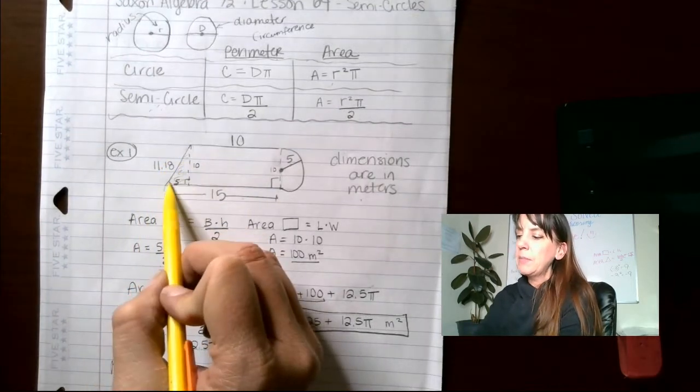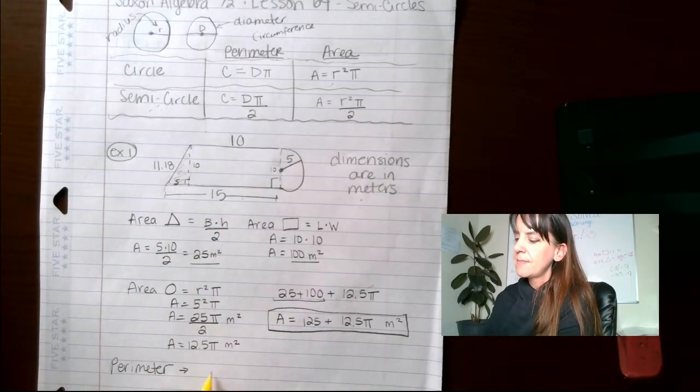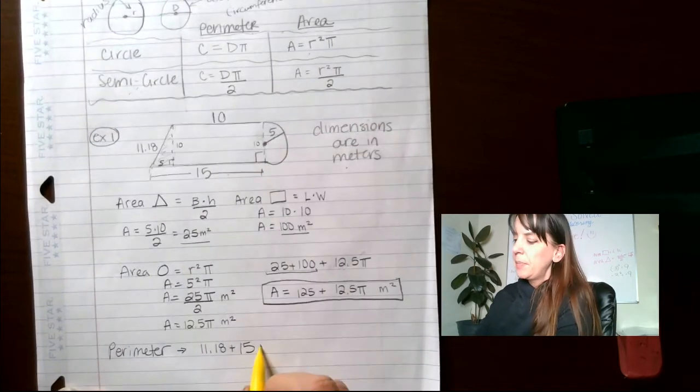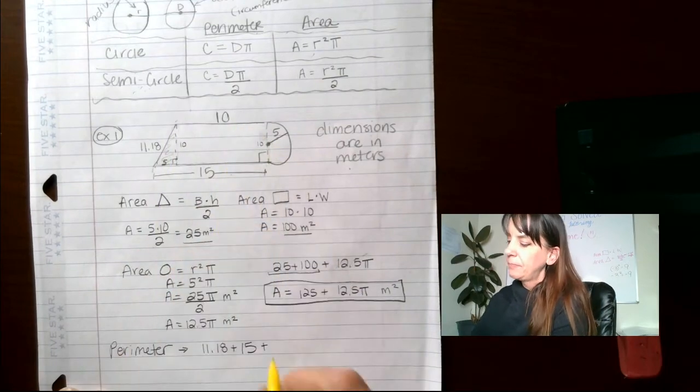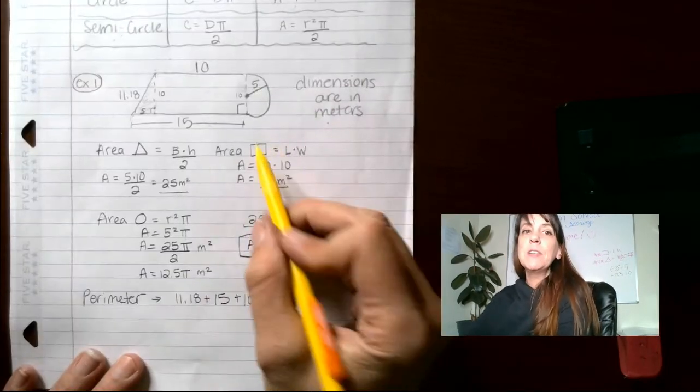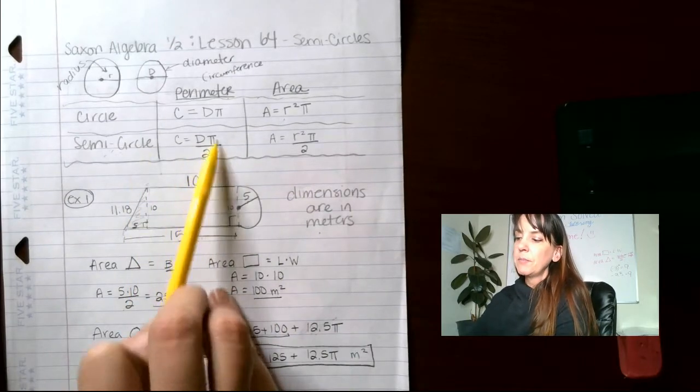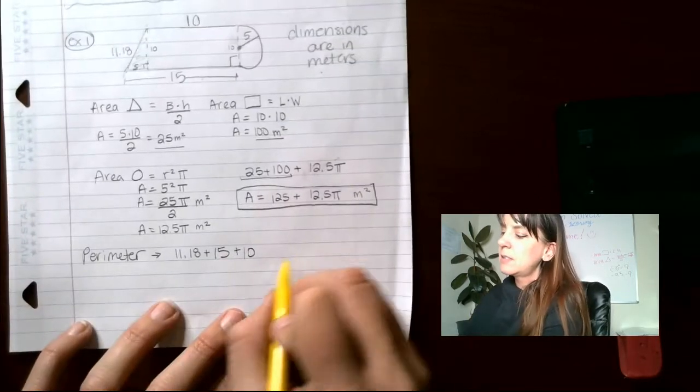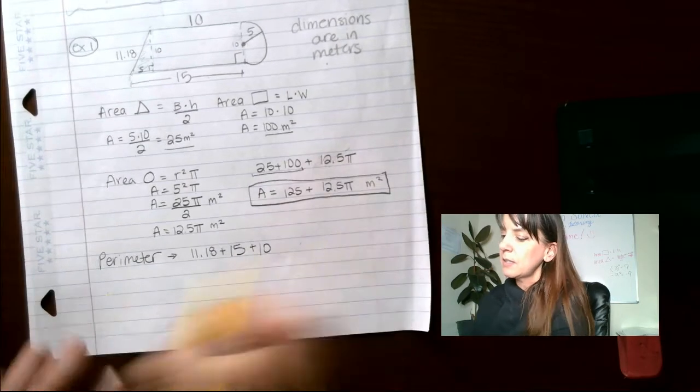So we've got 11.18 plus this guy right here is 15 plus this guy right here is 10. Now, the circumference of our circle, again, the circumference is, let's see, if we do, circumference is, let's do it down here.